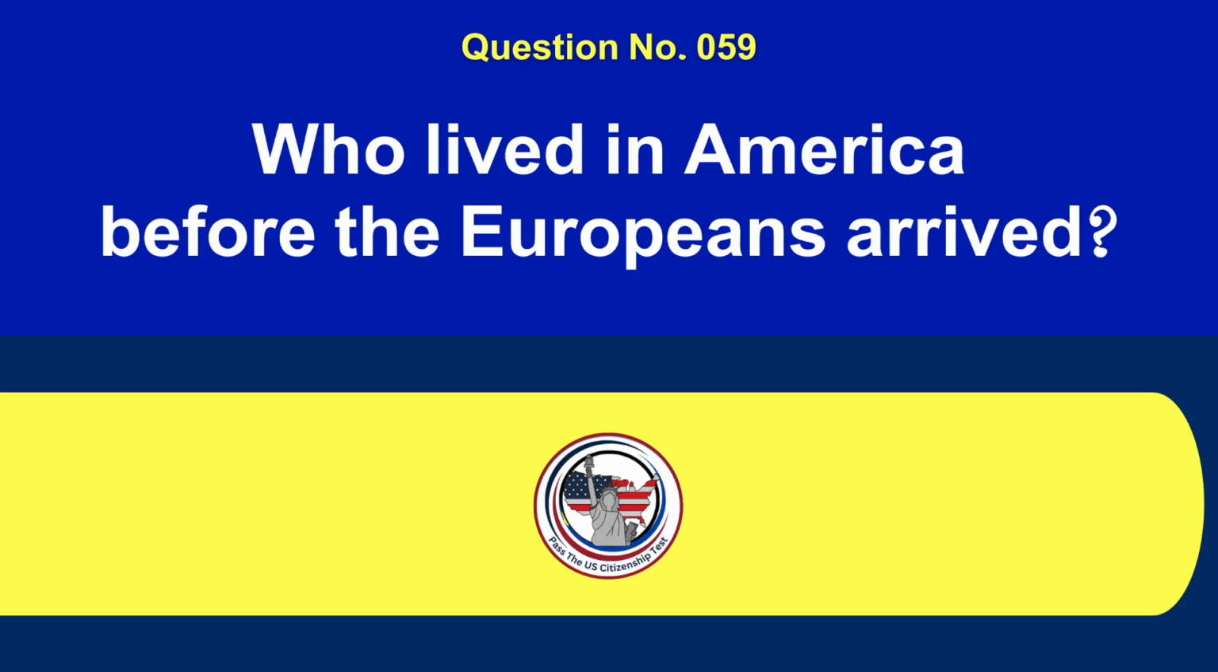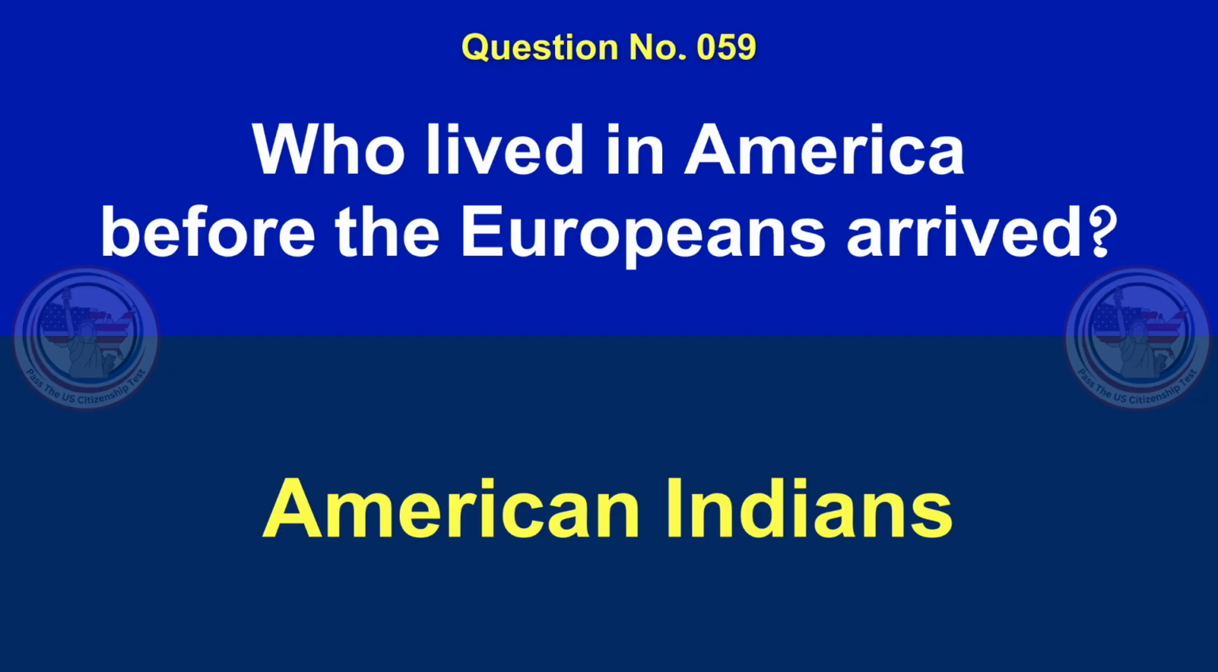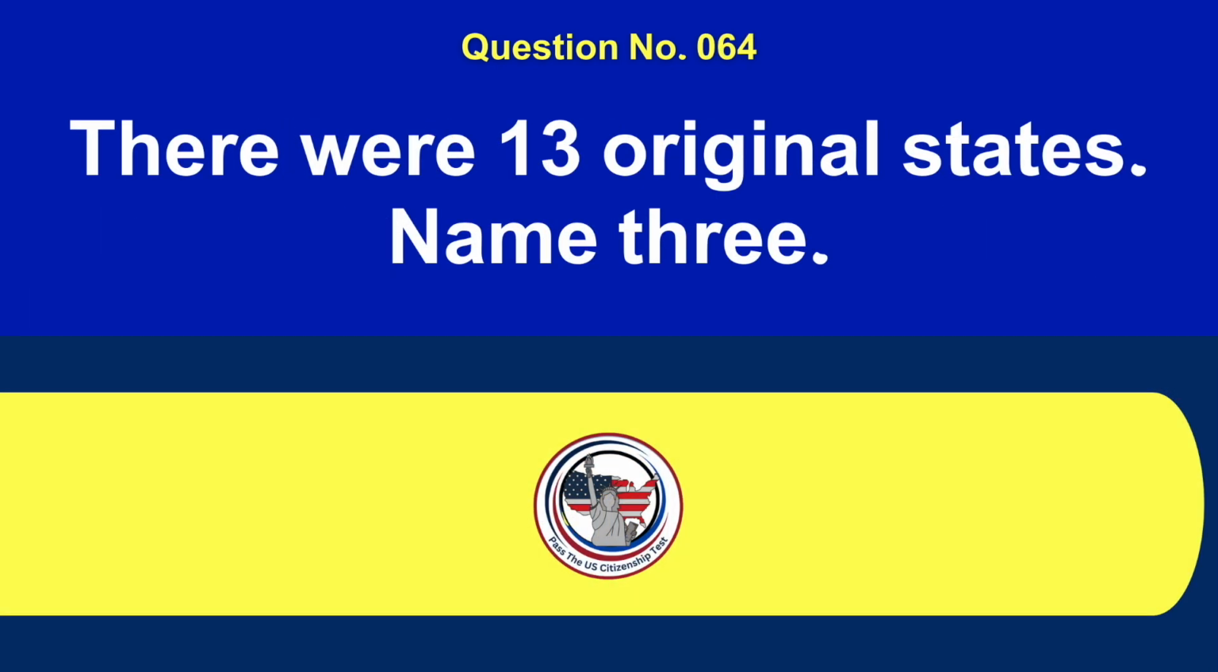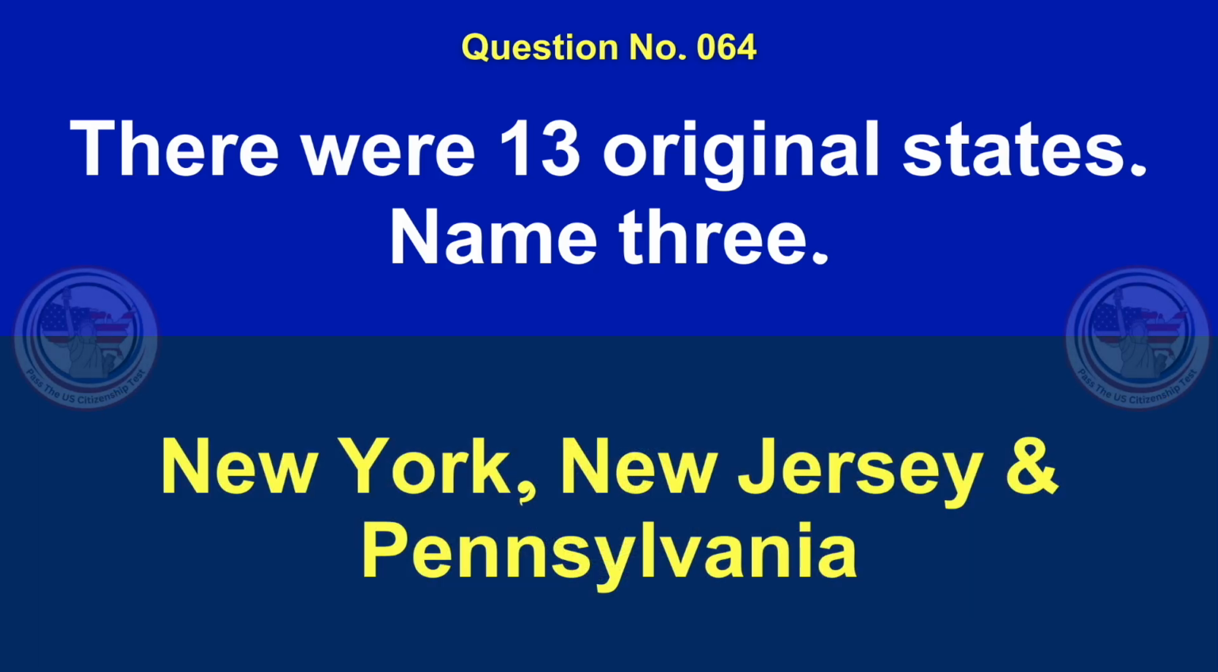Who lived in America before the Europeans arrived? American Indians. There were 13 original states. Name 3. New York, New Jersey, and Pennsylvania.